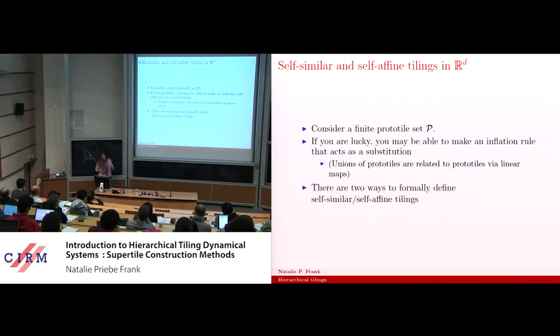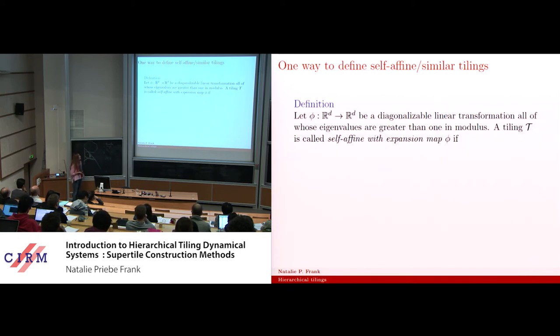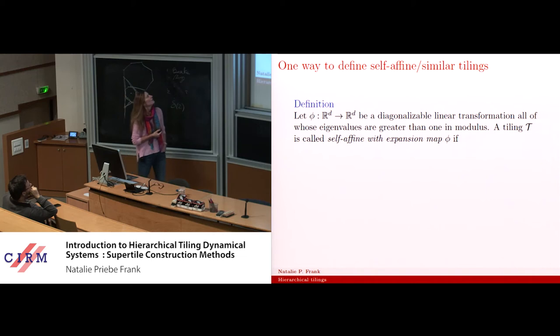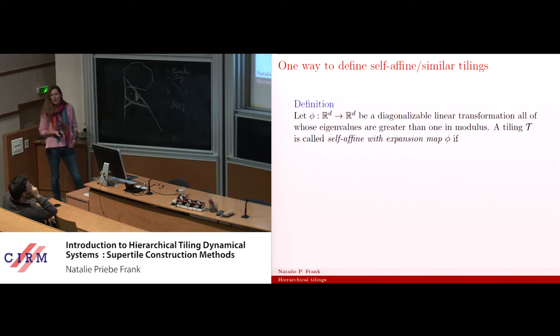And there's two ways to formally define it, one that looks like substitution and one that looks more like a fixed point idea. This one is the original one, and I'm going to show you both because they're both useful. So suppose you have an expanding linear transformation; the diagonalizability is not always important. All of its eigenvalues are going to be bigger than one. So a tiling is going to be called self-affine. The tiling is on this prototile set that we've fixed.